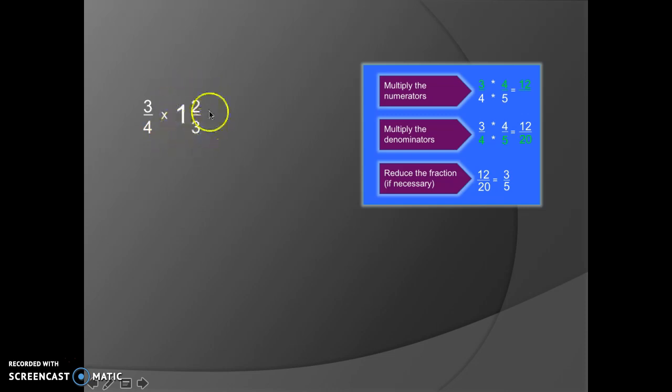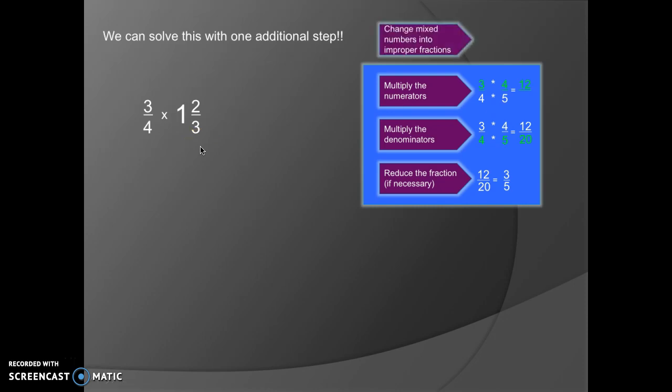Turn this number right here into a fraction, and that's simply your one additional step. So we change our mixed numbers into improper fractions, and then it's just like always. Multiply across the top, multiply across the bottom, simplify. So let's remember how to do this. We start with thirds, start with our denominator. 3 times 1 is 3, plus 2 is 5. So 1 and 2/3 is actually the same as 5/3. So now we have a normal fraction problem.